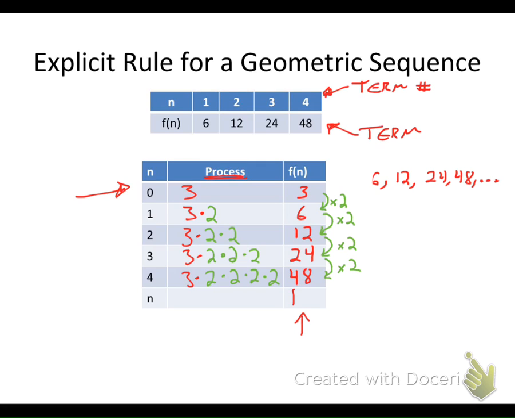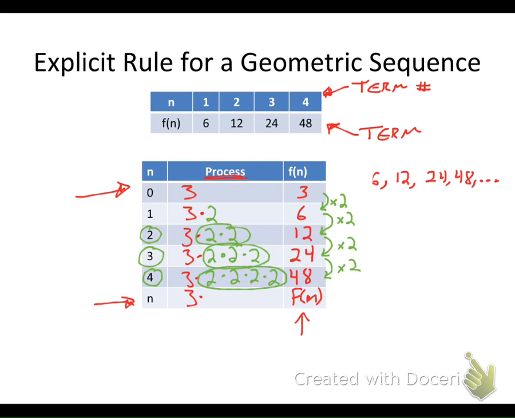So let's write our rule down here to find f of n, or the nth term in the sequence. It looks like no matter what, our rule is going to start with 3. And then it looks like after that we're multiplying by a certain number of 2's. To find the first term, we multiply by 2 one time. To find the second term, we multiply by 2 twice. To find the third term, we multiply by 2 3 times. And to find the fourth term, we multiply by 2 4 times.